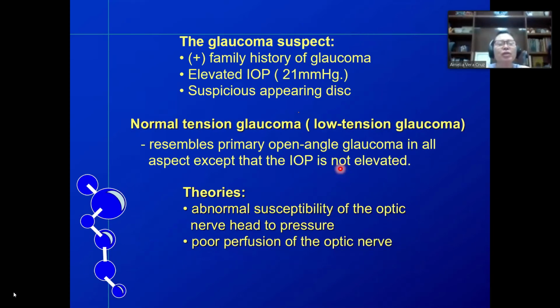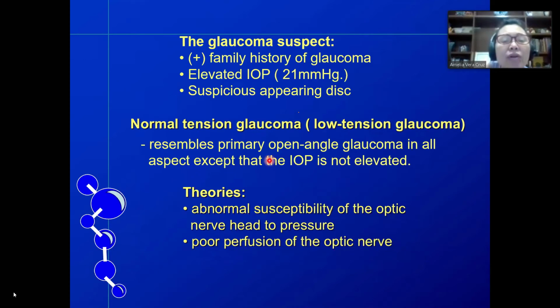So, this one is also an open angle glaucoma, the glaucoma suspect patient. If you have a family history of glaucoma, you will be considered as a glaucoma suspect patient. If your IOP is elevated of more than 21 millimeters mercury, chronically elevated, you can also be considered as a glaucoma suspect patient, even though if your anterior chamber angle is wide open. A suspicious appearing disc. Ano to? Malalaki ang cup, asymmetric cupping on both eyes. Okay.